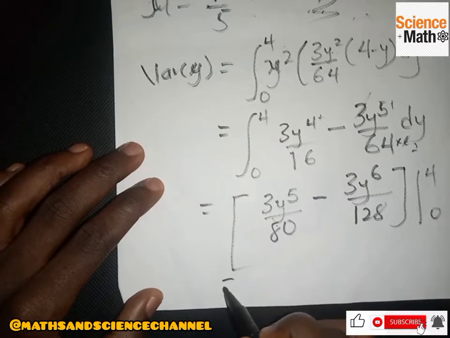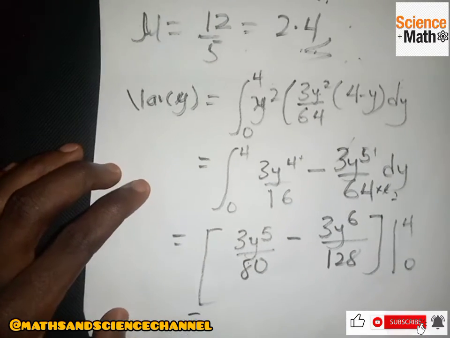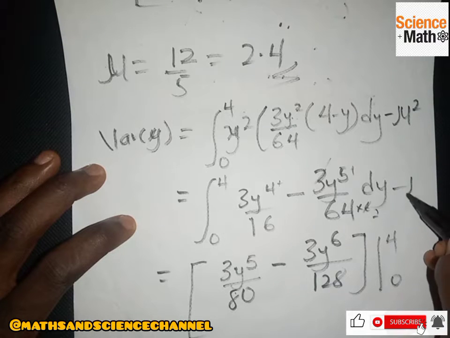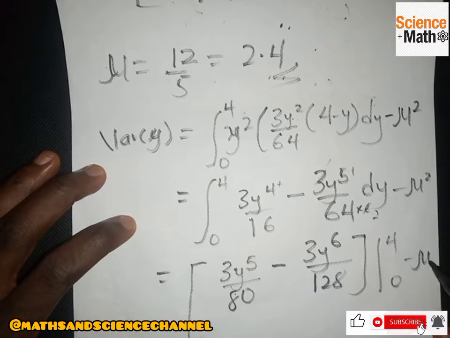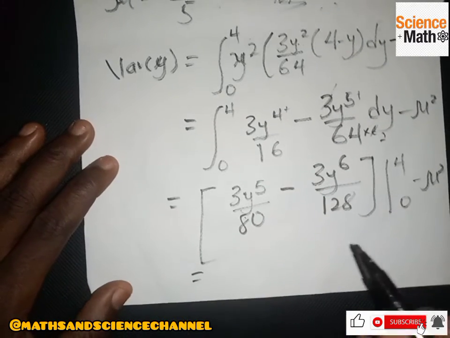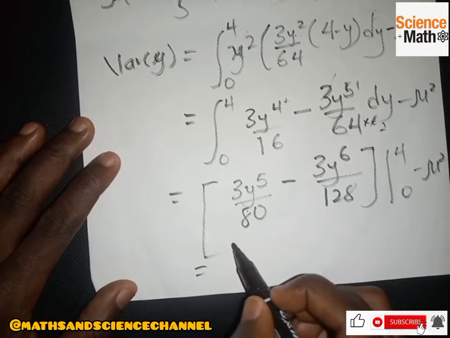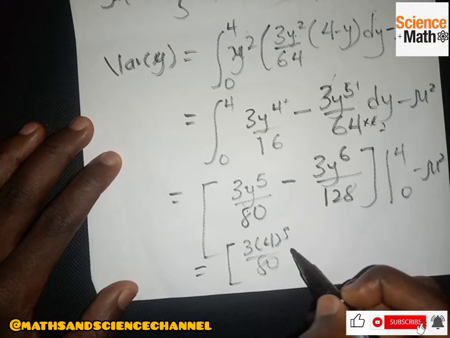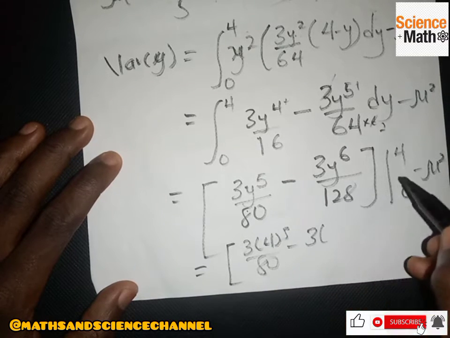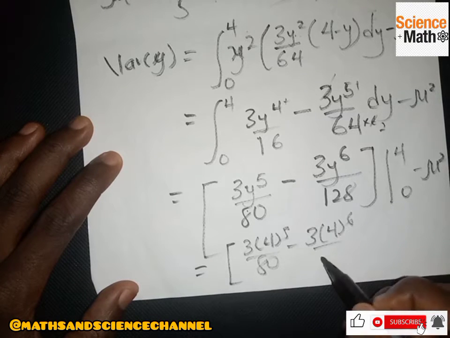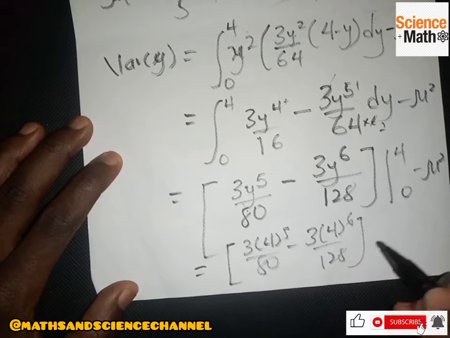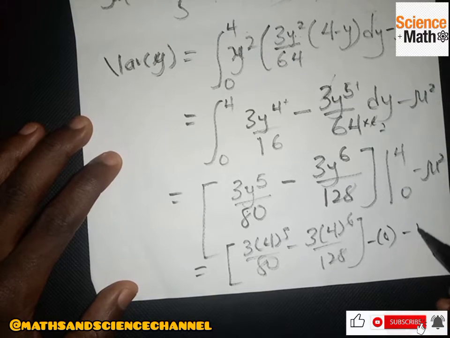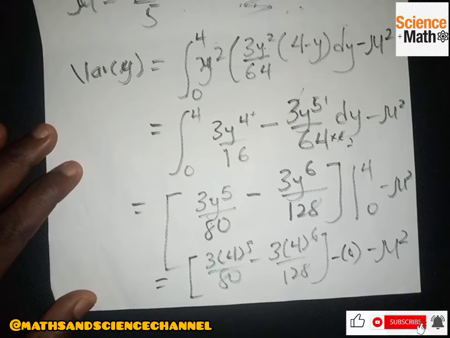So just as we did for the first part, but remember again, we have mu squared, everything here mu squared, and then mu squared for the variance. So from here we just substitute 4 into it, so 3 and then 4 to the power, that's 80 here, minus 3 and then 4 to the power 6 over 128 here. And then remember, when we substitute 0 into it, everything goes to 0, and then we are left with the mu squared here, right?